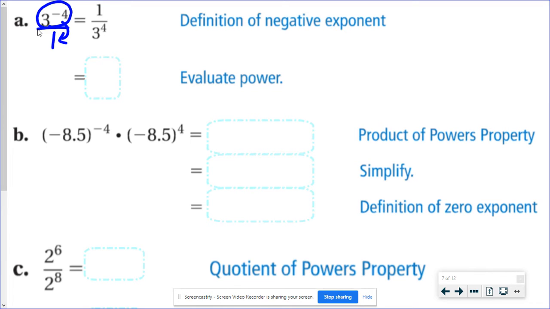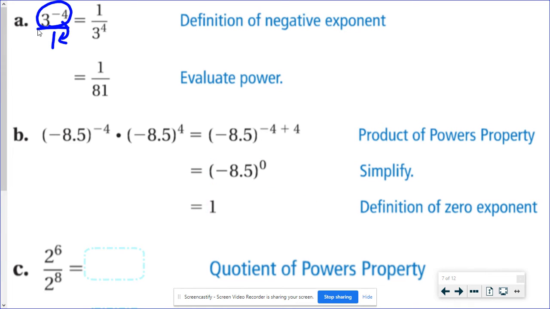I still need a numerator. That's going to be a 1. And then I could evaluate that. 3 to the 4th power is 81. In letter B, I have the same bases, -8.5 and -8.5. I add the exponents, that's the product of powers rule, and that gives me a 0 for an exponent. And we know anything to the 0 power, 1.